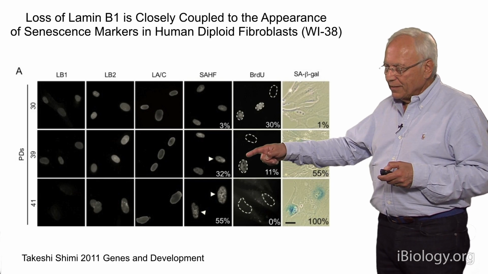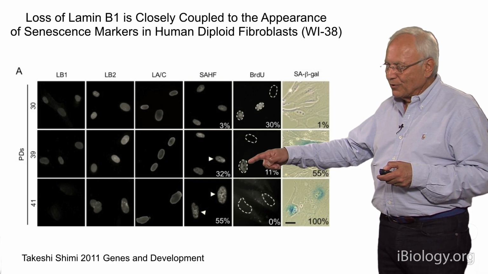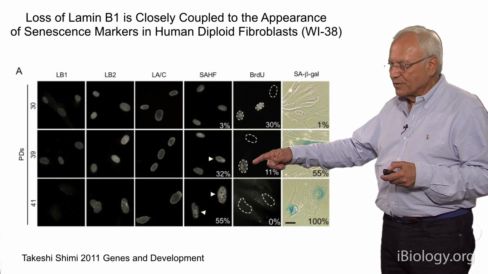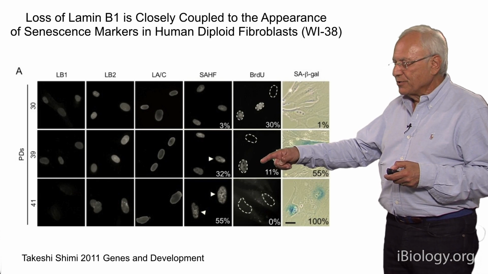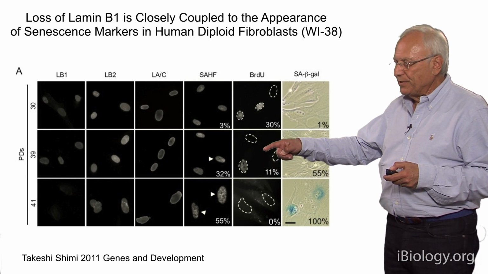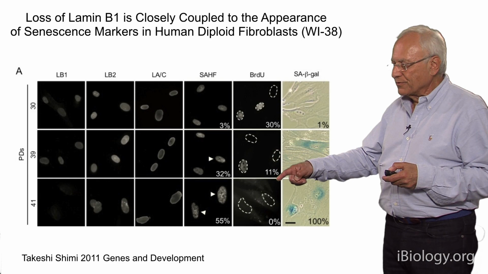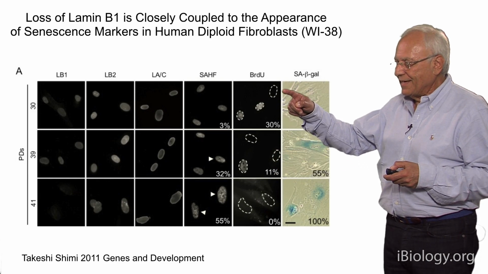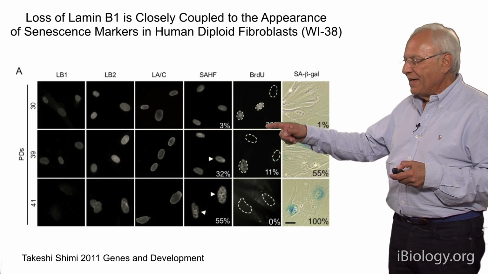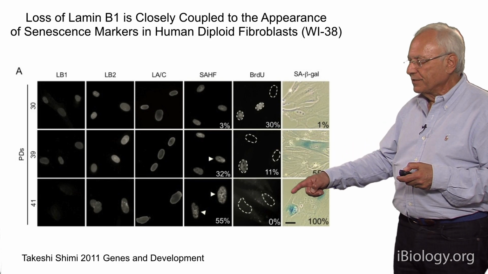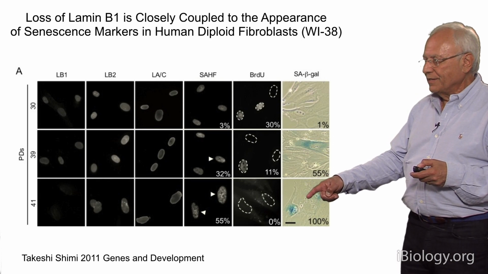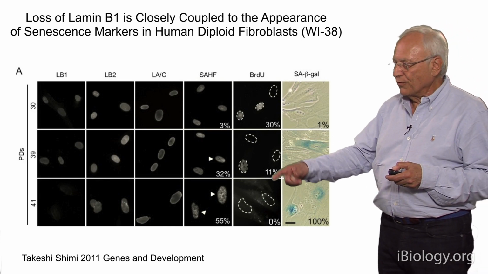This is accompanied, in the lower panel towards the right, by a misshapen nucleus stained with LB2. So the nuclei get larger and somewhat misshapen. And as we move across, these cells at population doubling 41 are in fact senescent. And we see the appearance of known senescence markers, including SAHF, which are senescence-associated heterochromatic foci. And we also see a loss of incorporation of BrdU, which indicates that DNA synthesis goes down to 0 in the senescent cells, indicating no more growth.